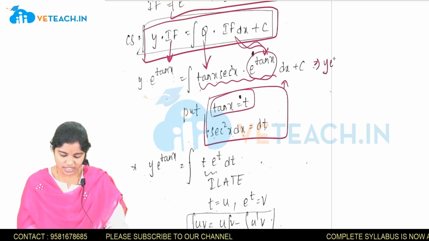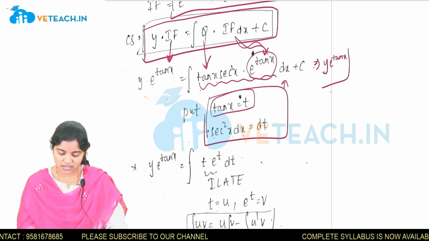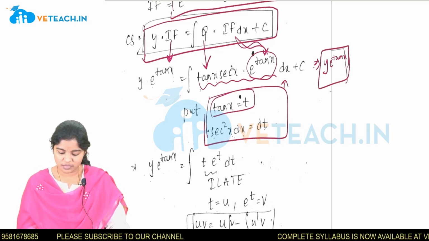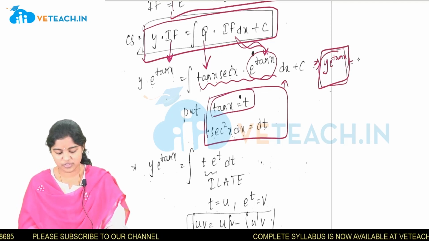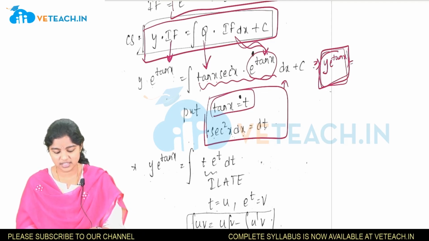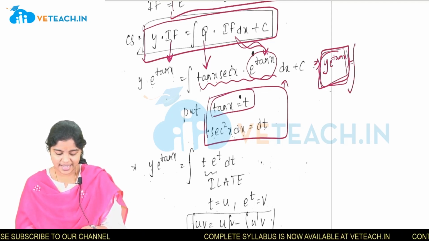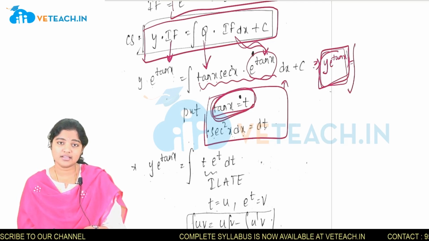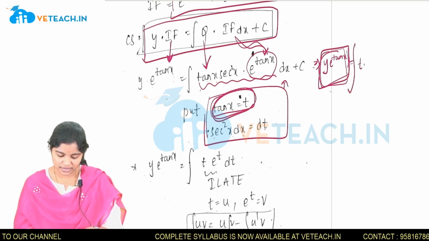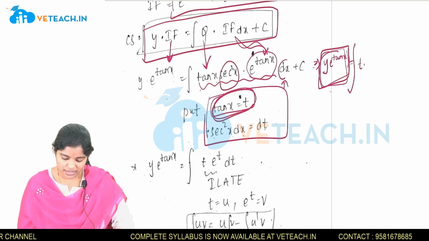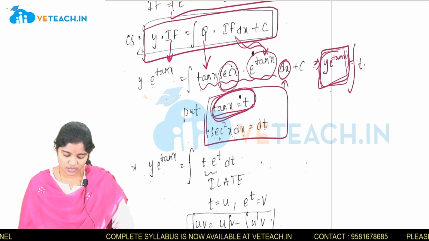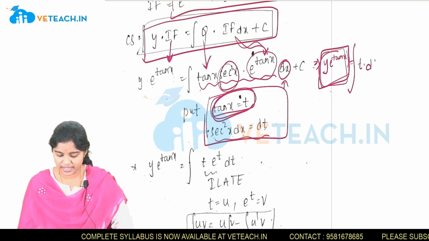y into e power tan x. You should not disturb this part, the LHS part. If you substitute any values also, leave it as it is. So the integration of tan x: we already assumed that tan x is equal to t. So t into secant square x into dx. Secant square x into dx, what did we get? dt.